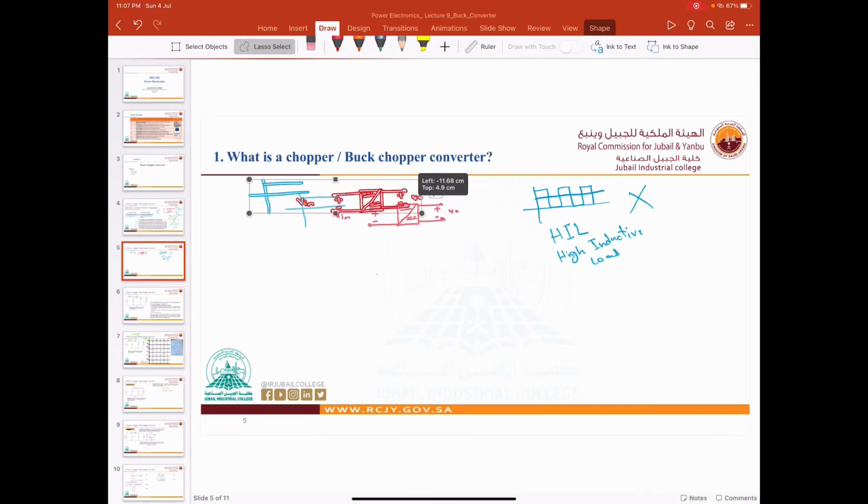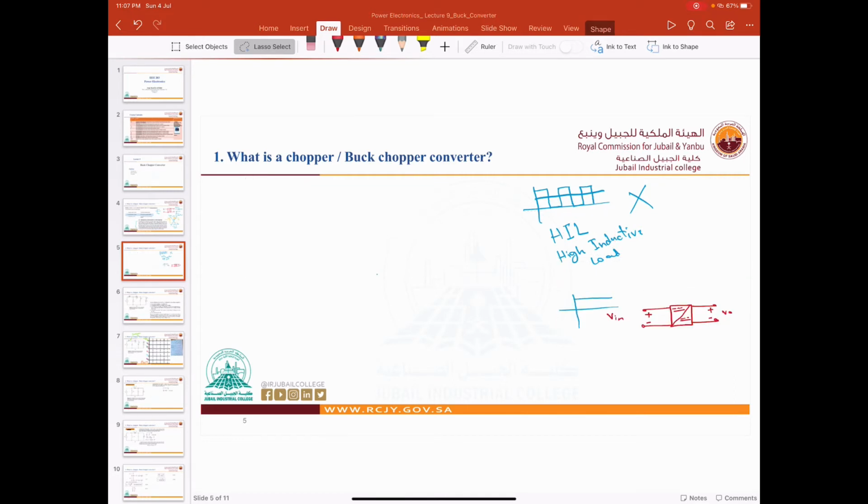Okay, I'll put it here. Now, a low pass filter is basically an inductive load and a capacitive load here. This is point A. We have plus here, minus here, and point B as an output, plus here and minus here.